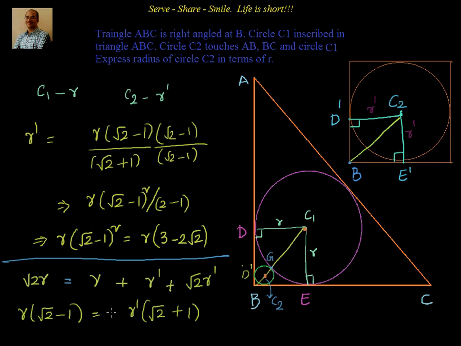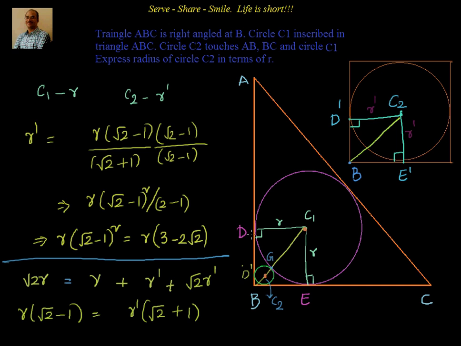Let me try to recap this and summarize. Triangle ABC is right angled at B. Circle C1 is inscribed in triangle ABC. That means the angle at the point of contact of the circle with the right angle triangle legs will be 90 degrees. So we have angle C1EB and also angle BDC1 equal to 90 degrees, and BEC1D is a square. Circle C2 touches AB, BC and also circle C1. We have to find out the radius of circle C2 in terms of R.